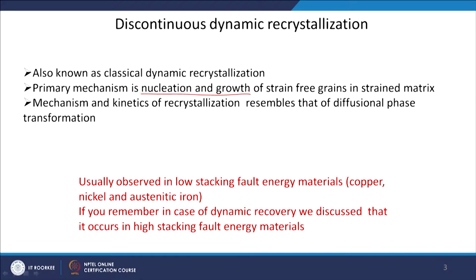When we are putting deformation, basically we are putting dislocations, so dislocation density is increasing in the material. So, the strain energy is increasing, and the material wants to bring down its free energy. So, it will try to nucleate a new strain free grain within this strained matrix, and this will grow, and later on the whole matrix should be covered by these relatively strain free new grains.